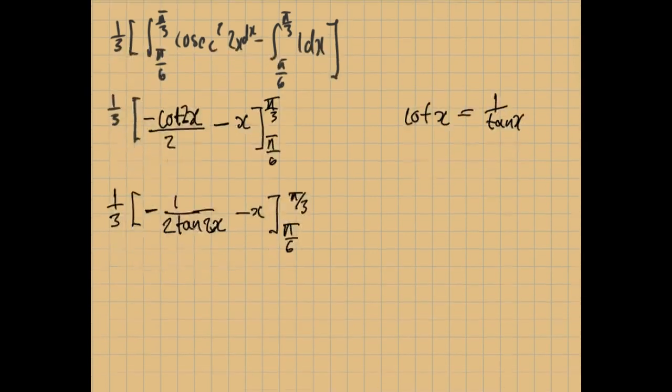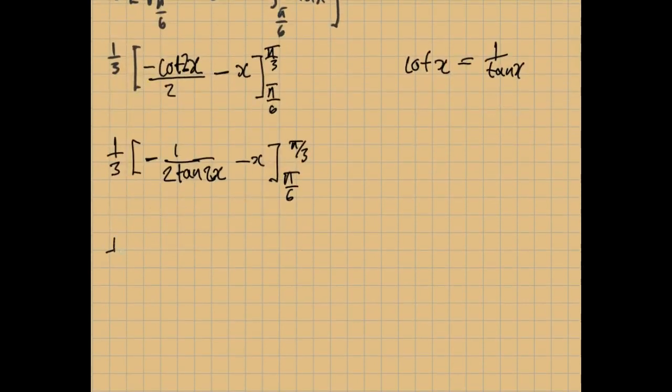Now I can punch it in the calculator, so it would be 1/3 multiplying. First, I put pi over 3 in here. So it would be negative 1 over 2 tan of 2 times pi over 3.